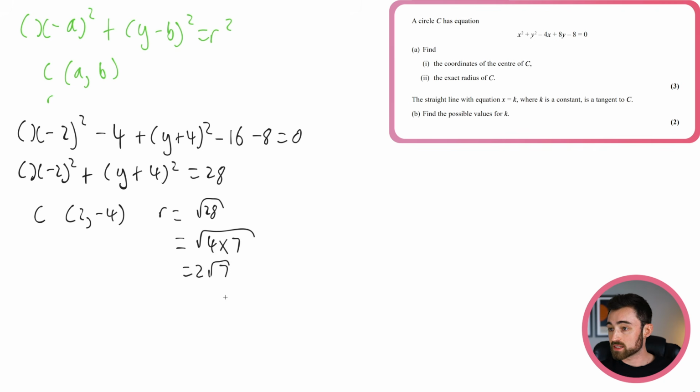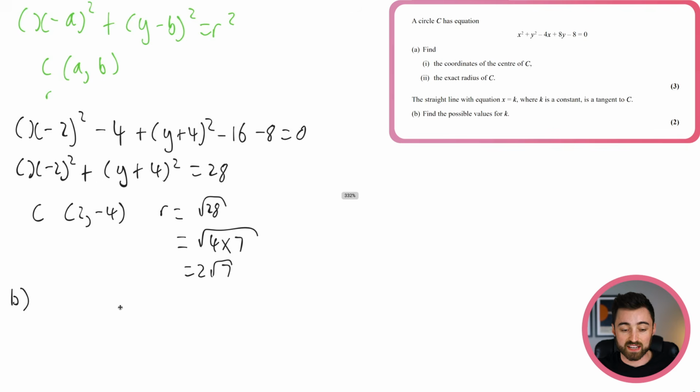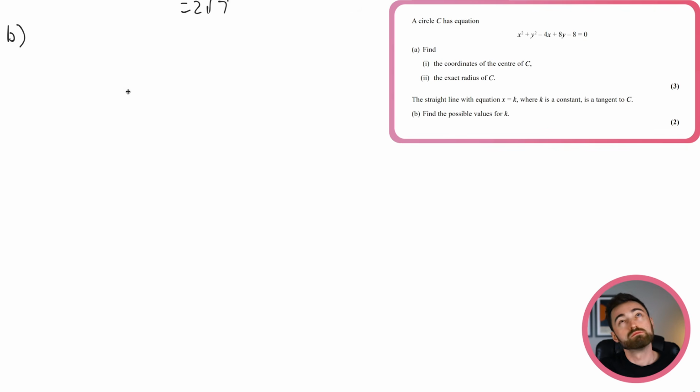Cool. Part B says, the straight line with equation x equals k, where k is a constant, is a tangent to C. Find the possible values for k. Okay, so a couple of questions ago, actually, there was a question related to this. It said, find the value of k for which this line is a tangent to this curve. And what I said was that, I think the curve looked like this. And I said, if there was a tangent to this curve, then there's only going to be one intersection. Therefore, the discriminant of the equation where I'm trying to find this intersection is going to be 0, because there's only one solution. So we can do that here.